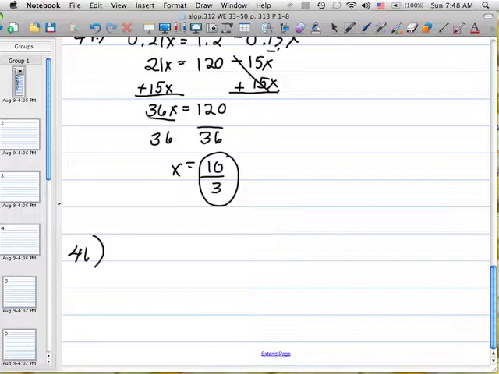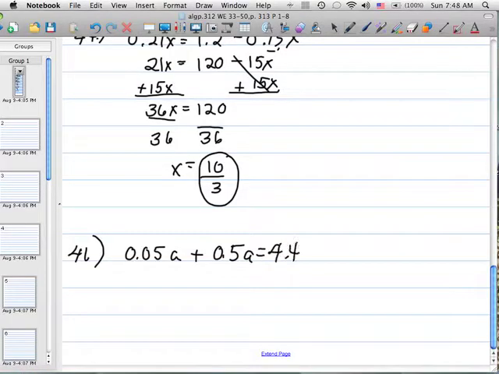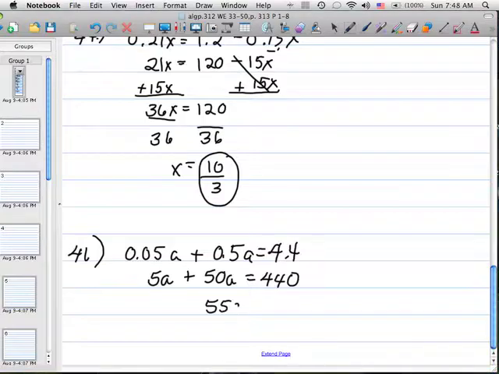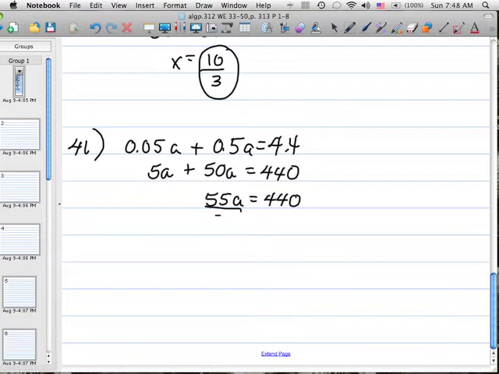Problem 46, we have 0.05a plus 0.5a equals 4.4. 2 places after the decimal point, 1 and 1, so we want to move everything over 2. So 5a plus 50a equals 440. Collecting like terms, we get 55a equals 440. Divide both sides by 55, and we get a equals 8.